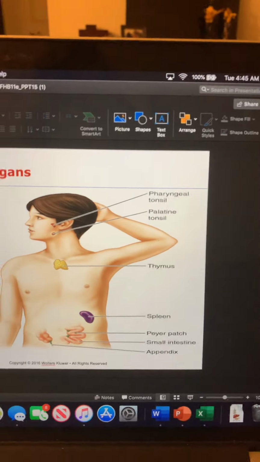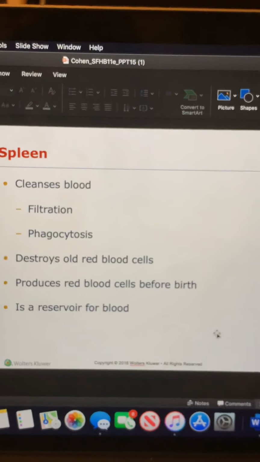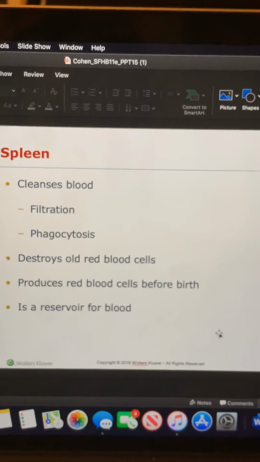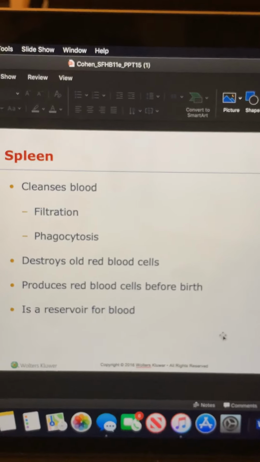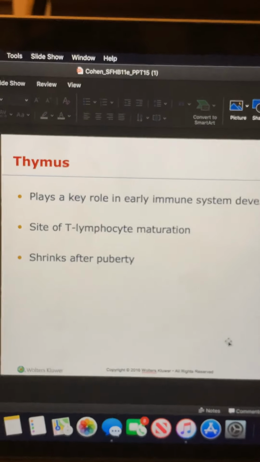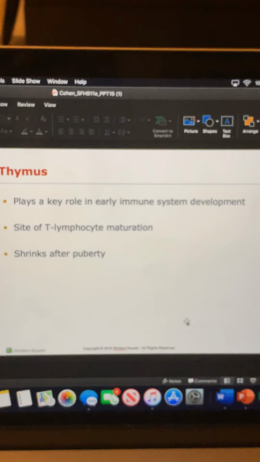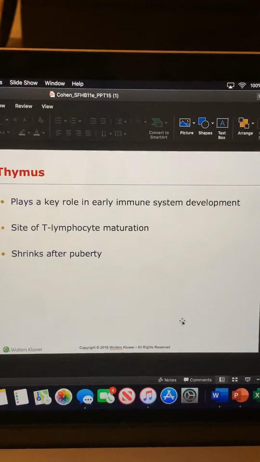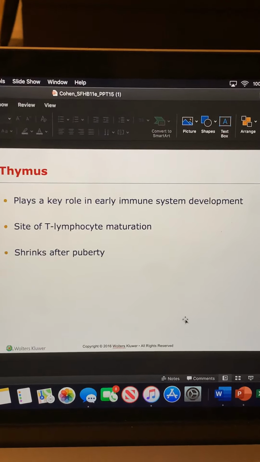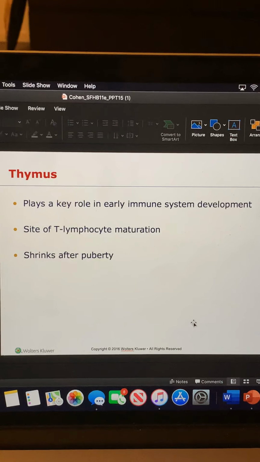The function of your spleen: cleanses the blood, filters, and it goes through phagocytosis. It destroys old red blood cells, like we said, produces red blood cells before birth, so it's a reservoir for blood as well. Your thymus plays a key role in early immune system development. It's a site of T lymphocyte maturation, and it shrinks after puberty.